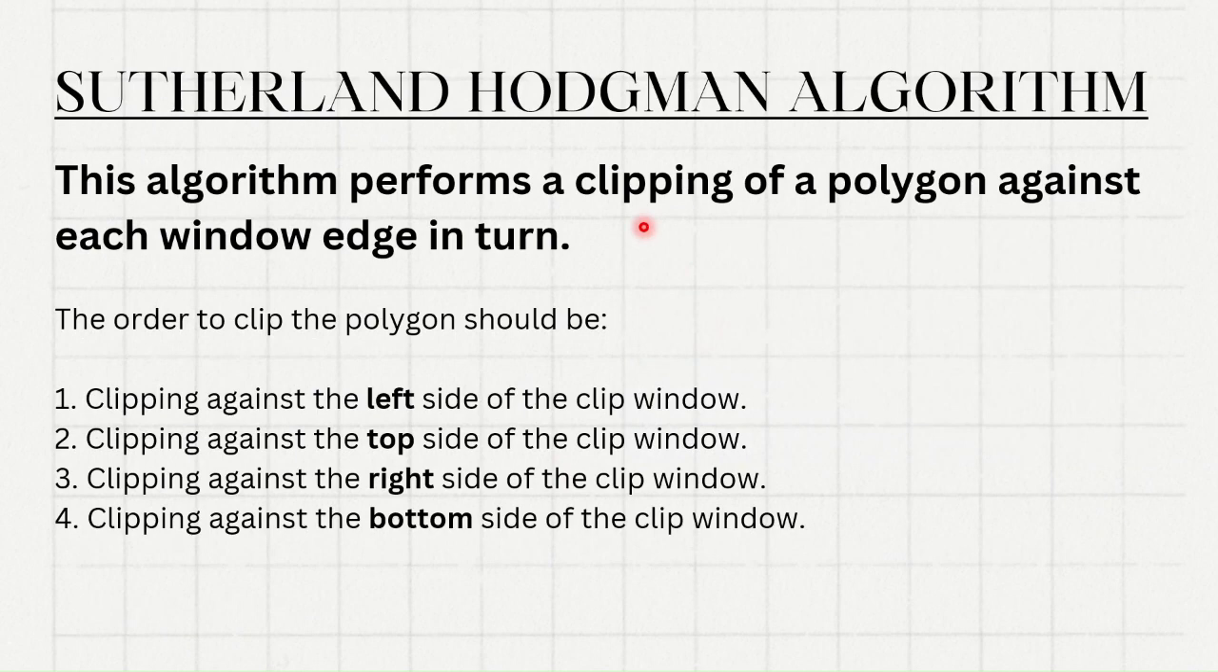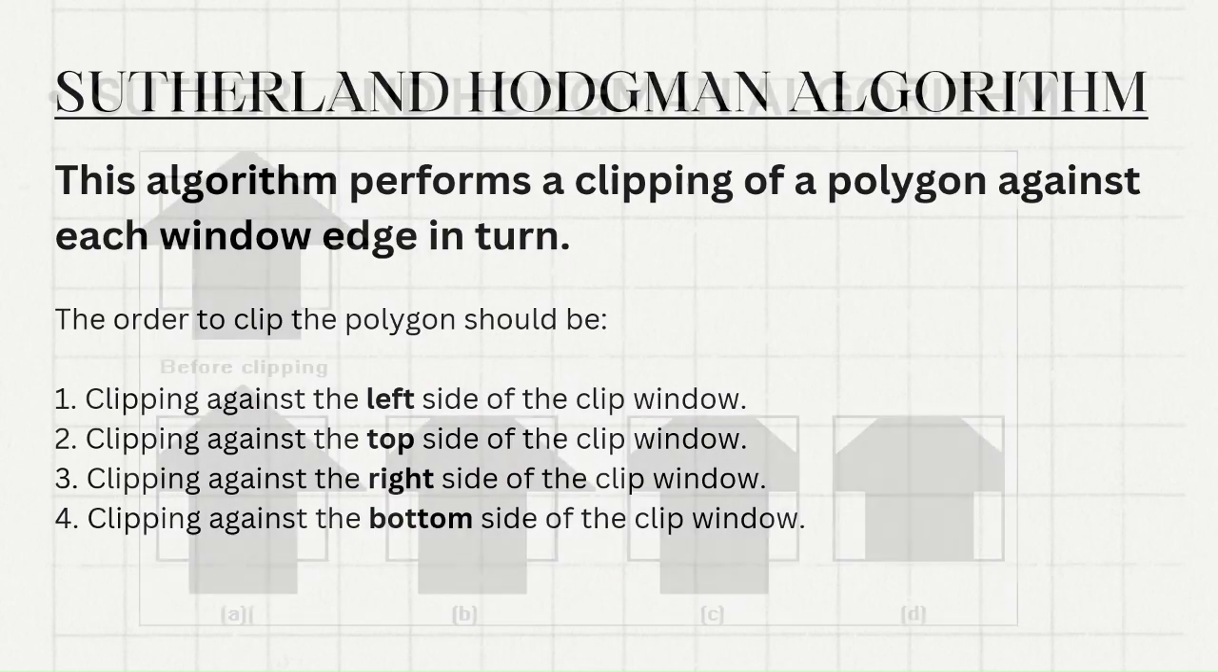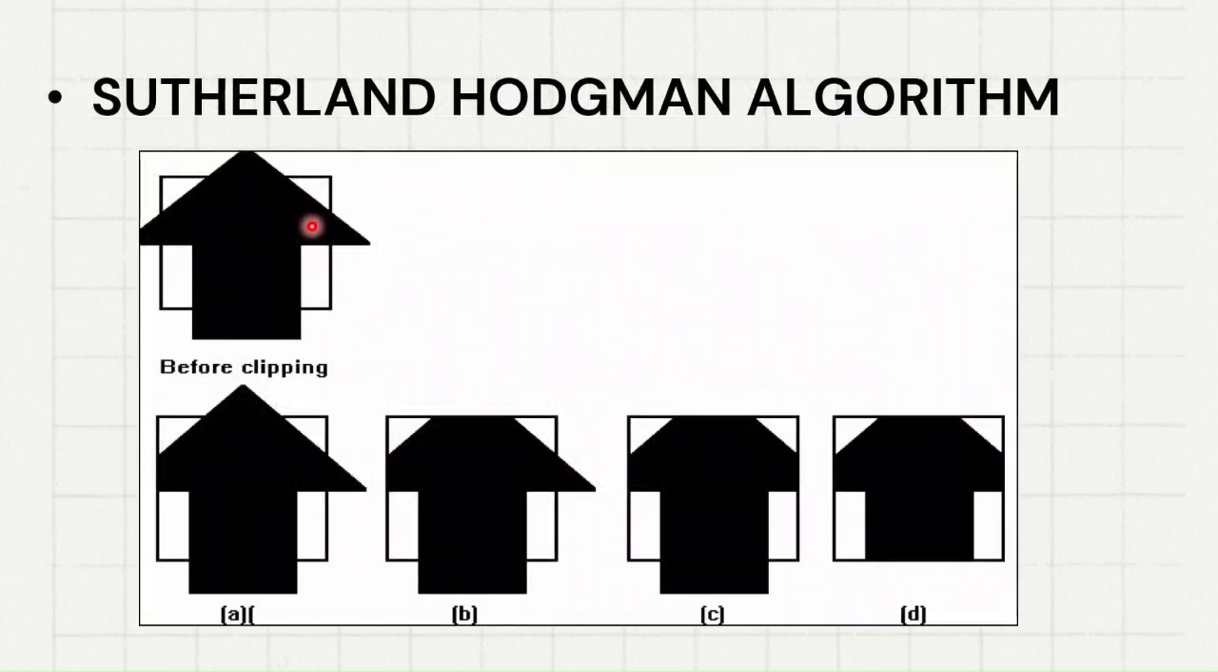So let's start with the first polygon clipping algorithm, the Sutherland-Hodgman algorithm. It performs clipping of a polygon against each window edge in turn. The order to clip the polygon should be clipping against the left side of the clip window, the top side, the right side, and the bottom side. So consider this as a polygon, and this is the clip window. First we'll perform clipping against the left side of the clip window, then the top side, then the right side, then the bottom side.